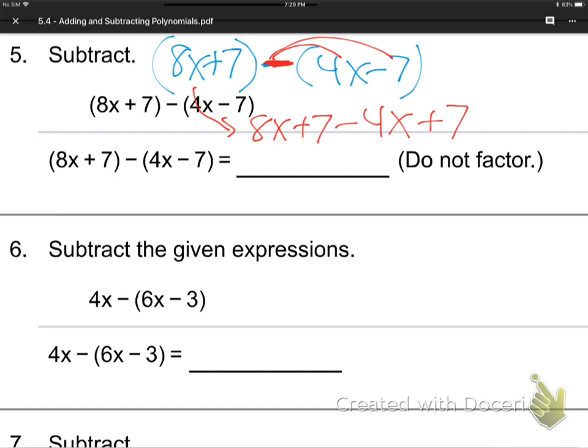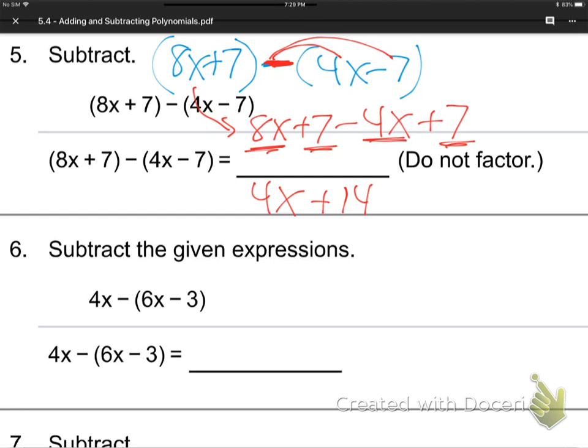So then combine like terms. 8x minus 4x is 4x positive. Plus 7 plus 7 is plus 14. And there it is. We good there? 4x plus 14.